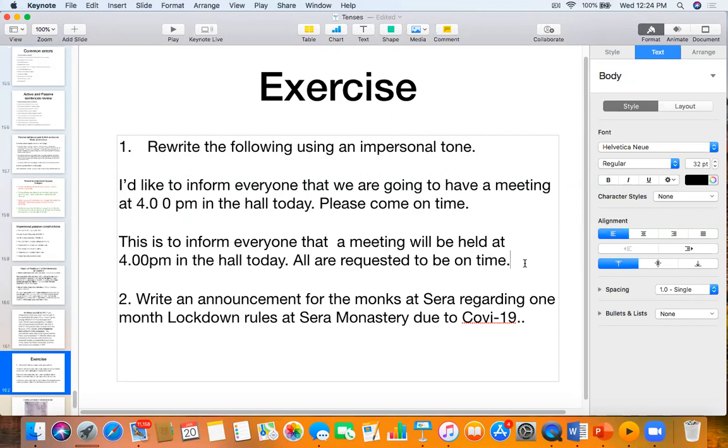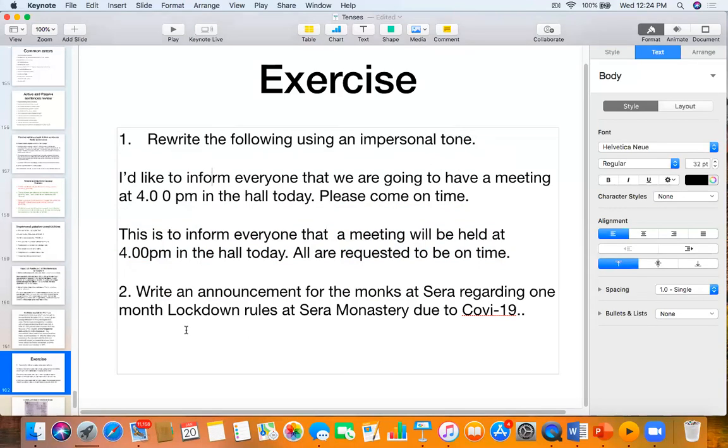Okay? This is very formal because it has used a lot of passive sentences in it. This is active. It sounds like a personal letter. All right. Now let's see if you can write this.